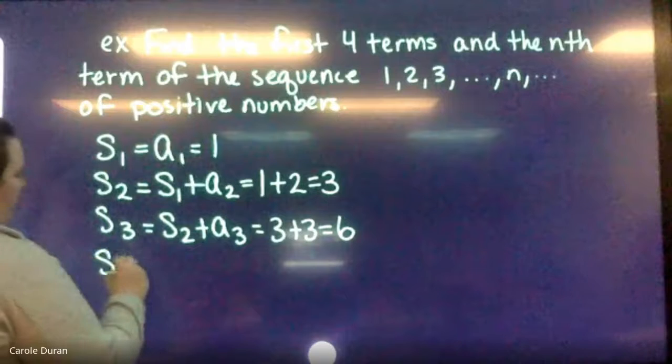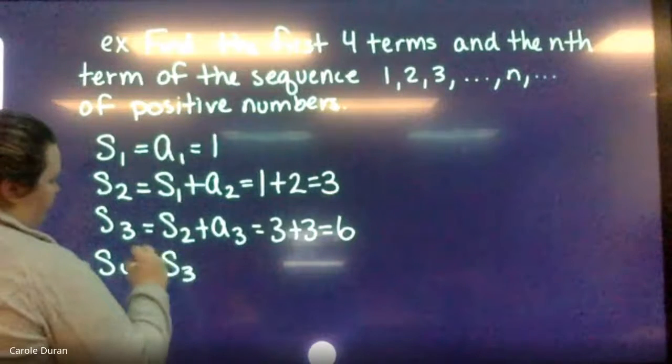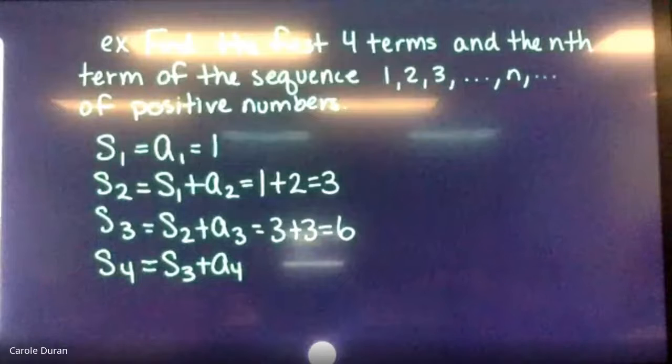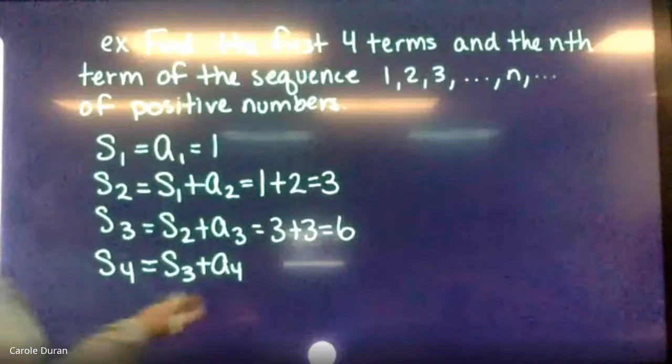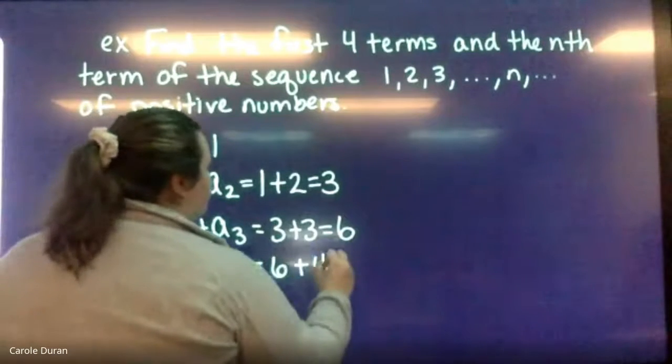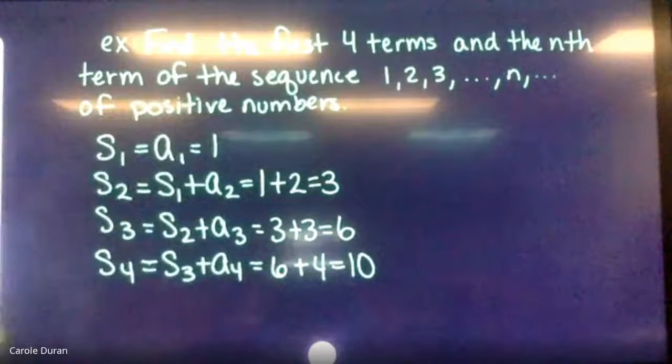And then S4 would be S3 plus A4. It doesn't give us a rule, but we know what the 4th term is, don't we? Oh, yeah. What's the 4th term gonna be? 4. Look at that. You're right, it didn't give us a rule, so that was technically an educated guess, but I'm pretty confident in that educated guess.